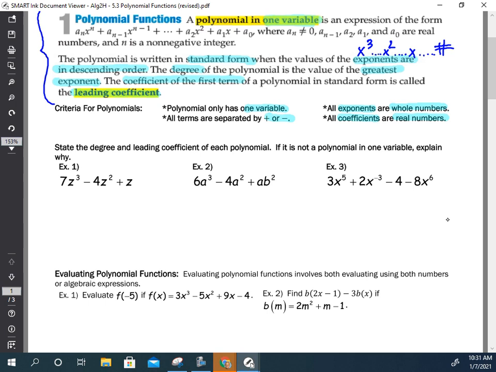For each of these three examples, we're going to identify the degree. We're going to identify the leading coefficient. And we're going to answer, is it a polynomial? That's more or less a yes or no. If it's yes, we'll simply put yes. If it's no, then we have to tell why.